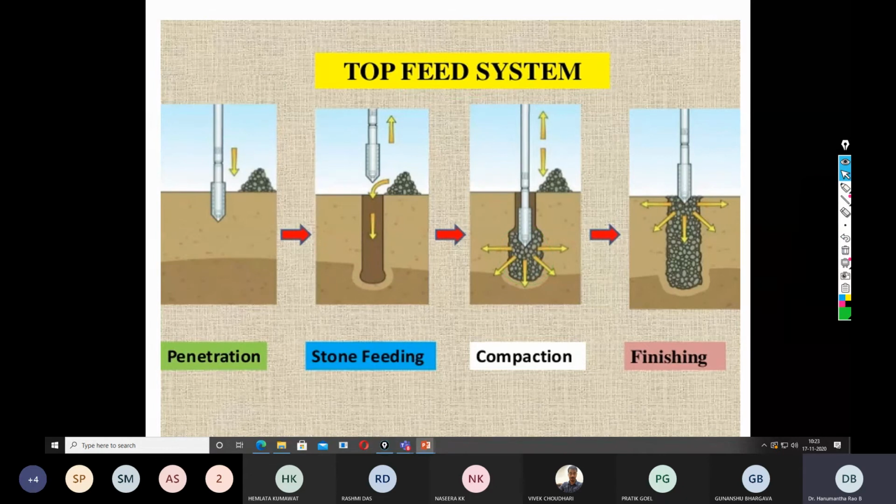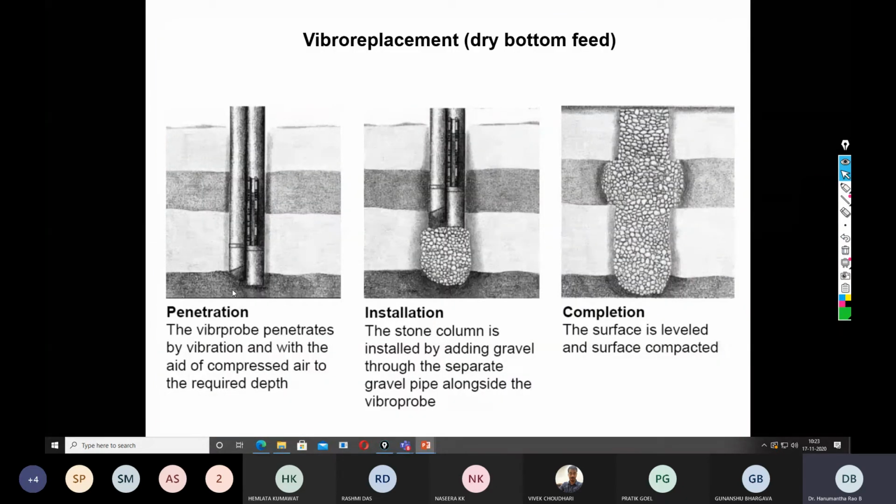Now, there is a bottom feed system also. In the bottom feed system, the material is allowed to pass all the way through the probe. The bottom of the probe has a facility to release the backfill material. Here you can see the backfilling is done with the help of the probe itself. The probe has such a provision. So the top feed method and the bottom feed method are the two ways to go for the vibro replacement technique.